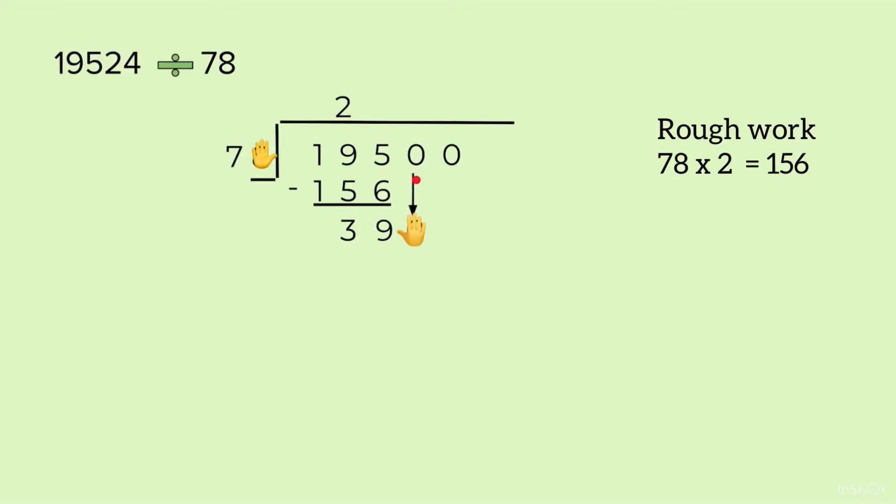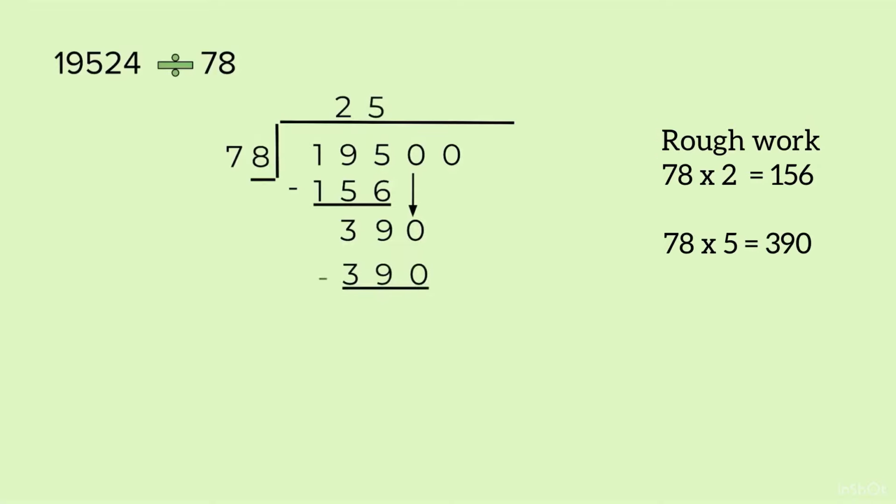390. Again we will hide the last digits. You have to now see how many times 7 will go in 39. 7 5s is 35. So we will check 78 into 5. That is 390. So we will write 5 at the top, 390 at the bottom, subtract. We are left with 0. We bring down the last 0.